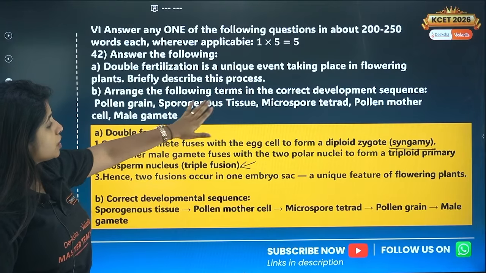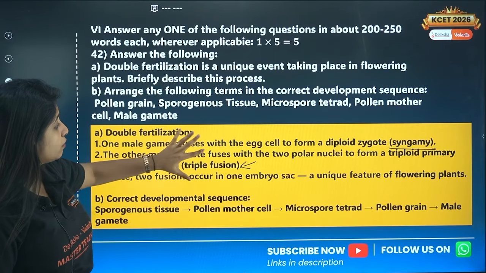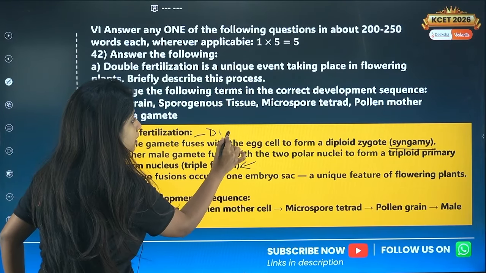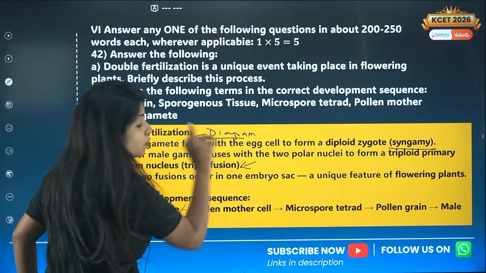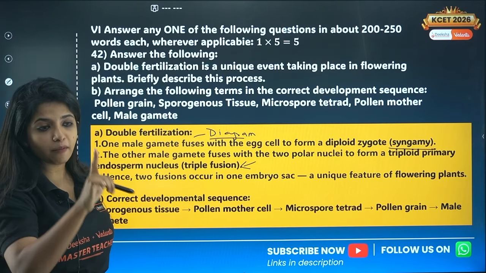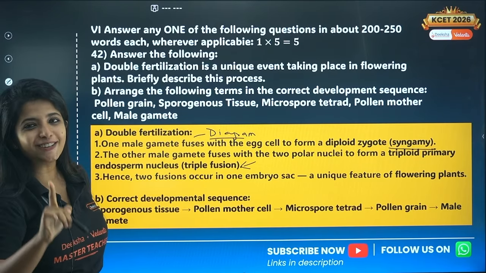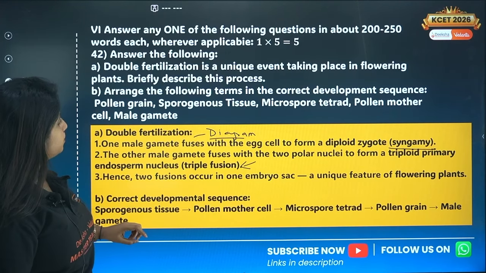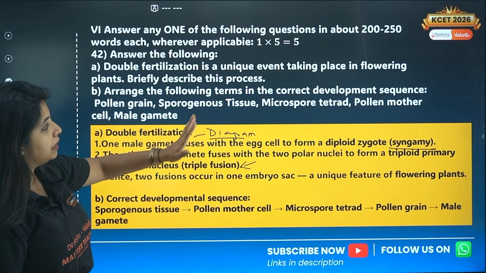Now over here, arrange the following terms in the correct development sequence. Always make sure you're making a diagram for this particular thing, since it's a 5-marker question. Don't come out of the examination hall without making the diagram. Yes, you have to arrange all of them in the correct developmental sequence.